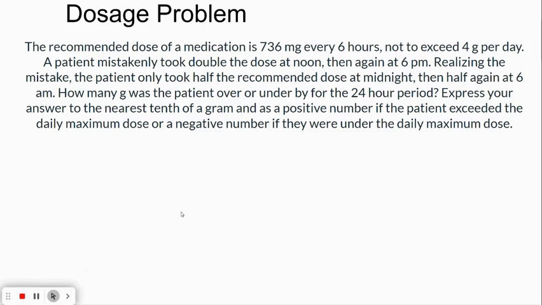I want to take a look at a dosage problem that I get asked a lot of questions about. So first of all, we're told that the recommended dosage is 736 milligrams every 6 hours, not to exceed 4 grams per day. So notice the milligrams, grams difference.